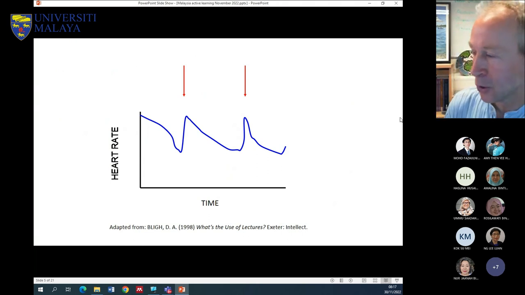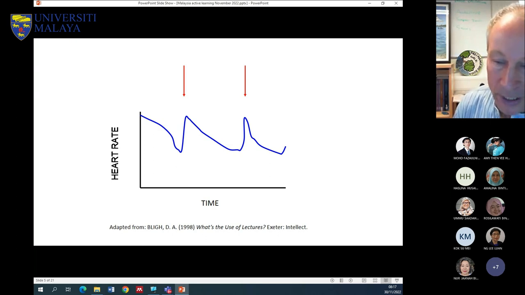So going back to the physical effect of lecturing, here's some data from Bly. And this refers to a piece of research a little bit similar to the one I've just shown you, but using older technology. This looks at people's heart rates in a lecture theatre. So what the researchers did was they asked everybody to wear a heart rate monitor, and the students were sitting through a traditional 1 hour lecture.